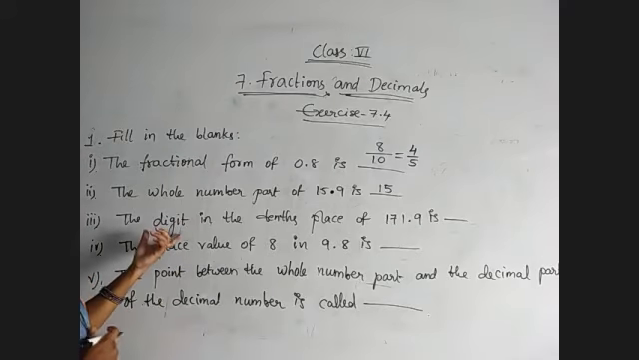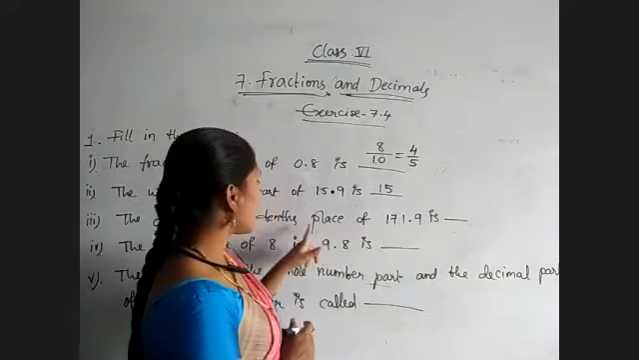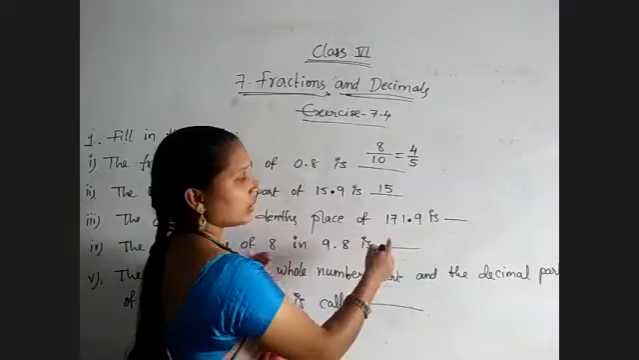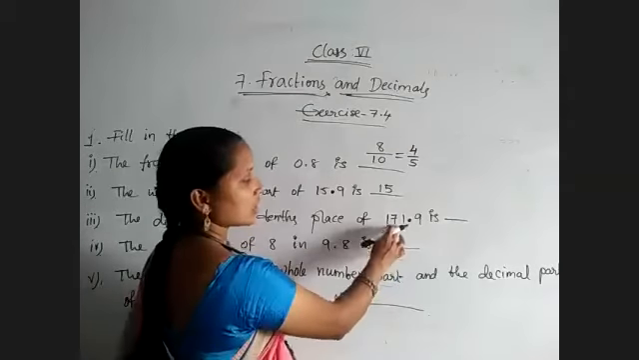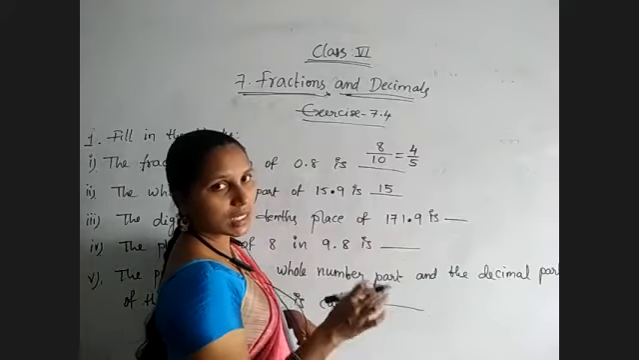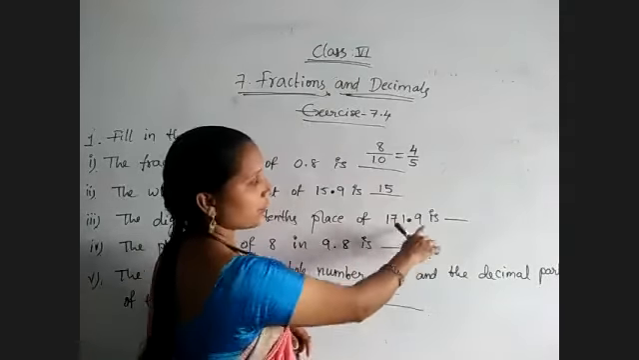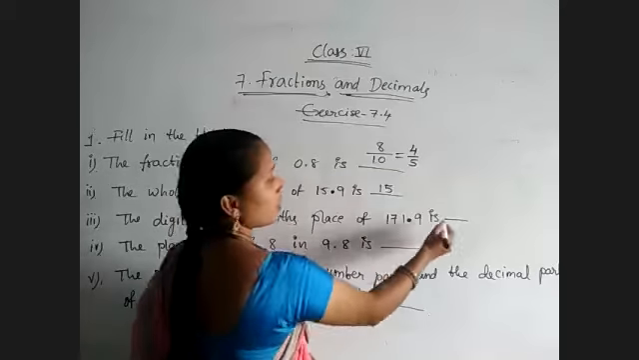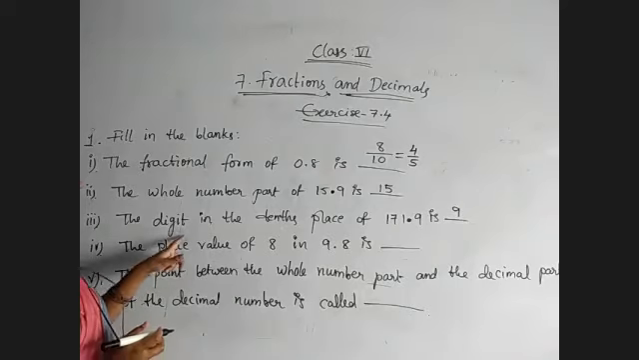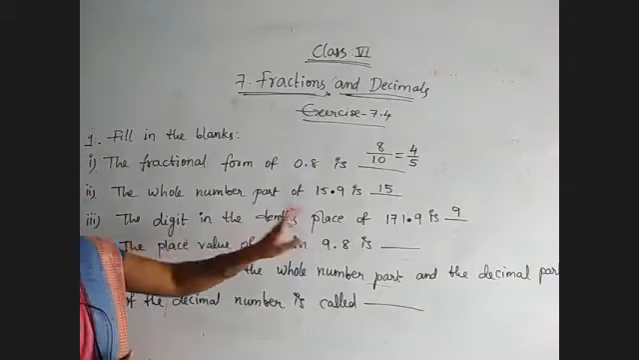Now coming to the next: the digit in the tens place of 171.9. Tenths place, not tens. Before the point is the whole number part, so we read ones, tens, hundreds like that. After the point we read tenths, hundredths like that. So the tenths digit is the first number after the point, that is 9. They are asking for the digit, not the place value. So in the tenths place, the digit is 9.